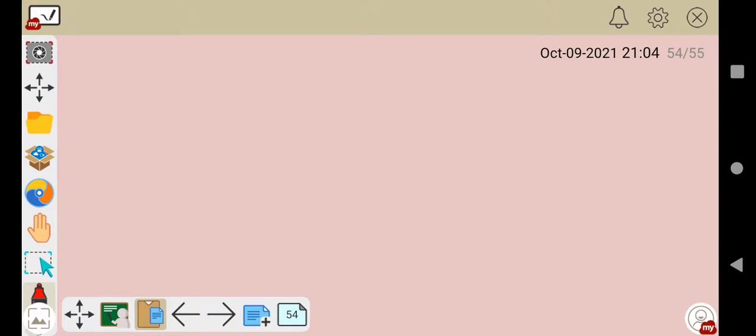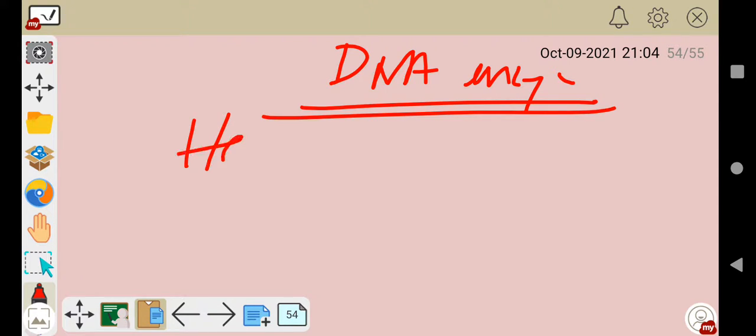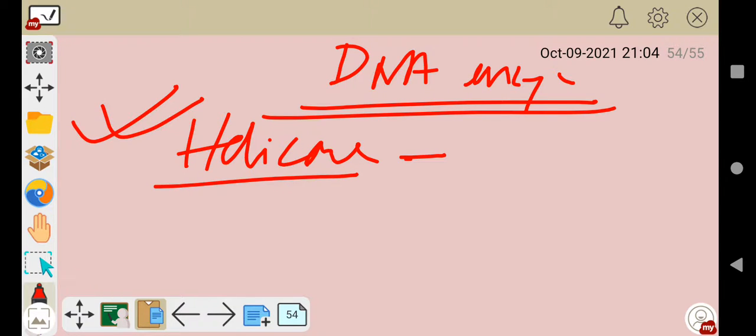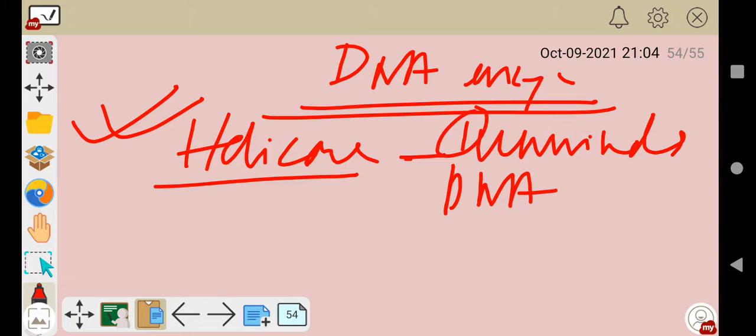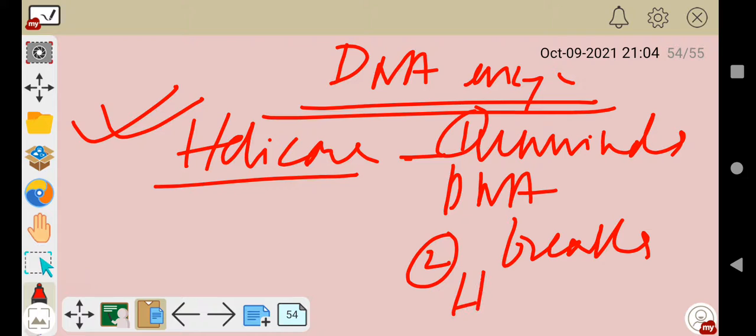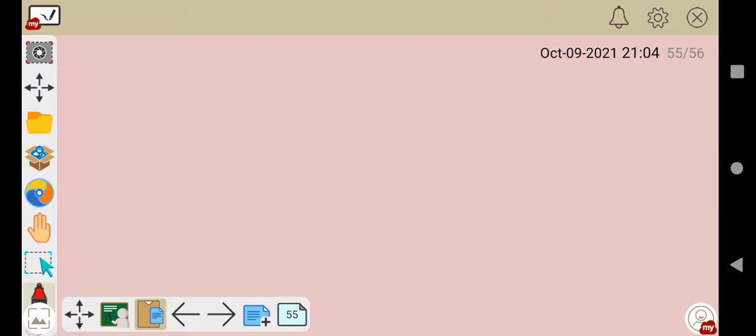Okay, next. Now we will study some DNA enzymes and their functions. See, helicase. What is the function of helicase? This has been asked. It unwinds DNA. First function. Second function, it breaks hydrogen bonds. Unwinds DNA, breaks hydrogen bonds. Don't forget this. This has been asked.